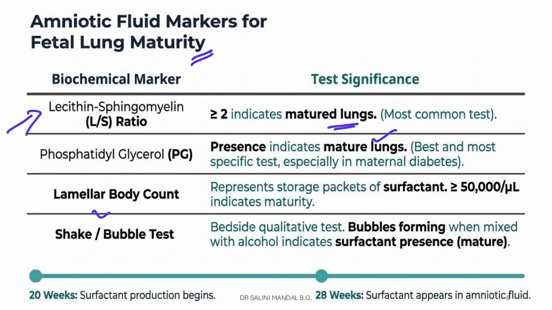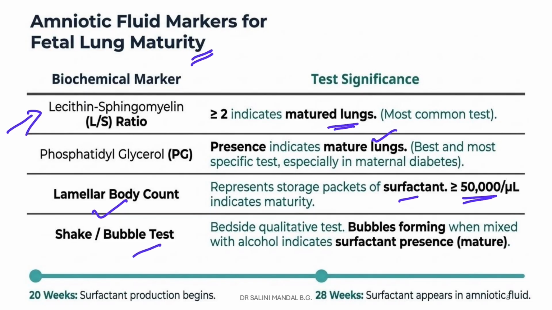Then we have a lamellar body count. It actually represents the storage packets of the surfactant. If it is more than 50,000, it says that the lungs are matured, because a matured lung can only produce surfactant, right?